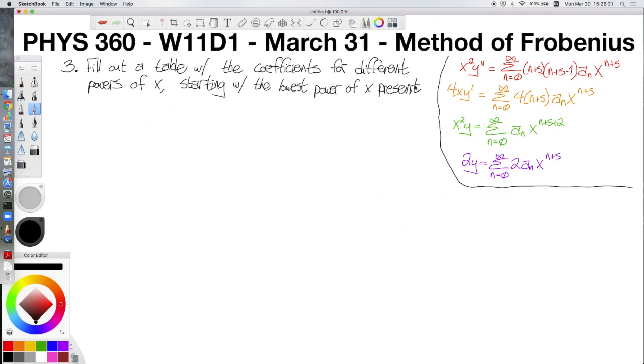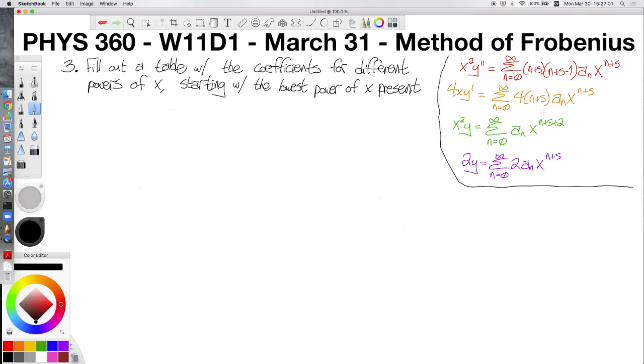So we should double check each of our series here to try to figure out what the lowest power of x we have is, so we can know where to start this table. And if you just plug in n equals 0 to each of the expressions and look at the power x is raised to, we can see that for our x squared y double prime term, our lowest power of x will be x to the s. Same thing for this one in orange, and same thing for this one in purple. And for the one in green, our lowest power will actually be x squared.